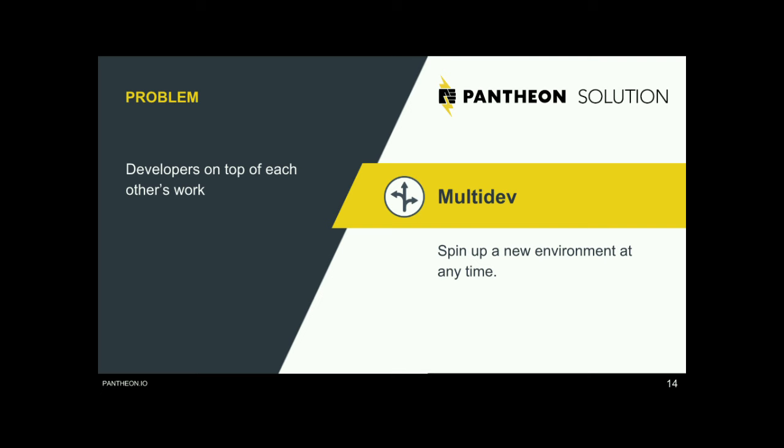So building on top of Git, we have this tool called Multidev. Basically, for every single Git branch, you can have your own Multidev environment. If we want the Steve Multidev environment and the Ryan Multidev environment, we can do that. If we want a Multidev environment just per bug or per feature, we have that ability as well.